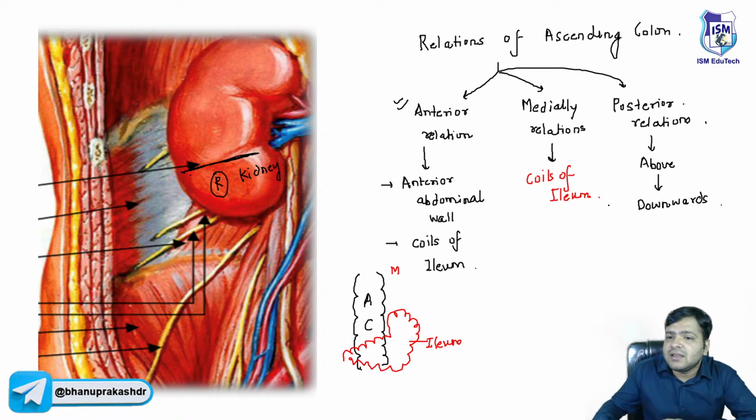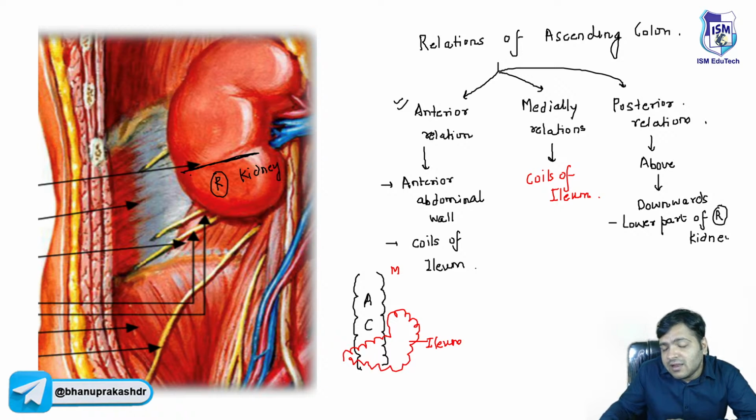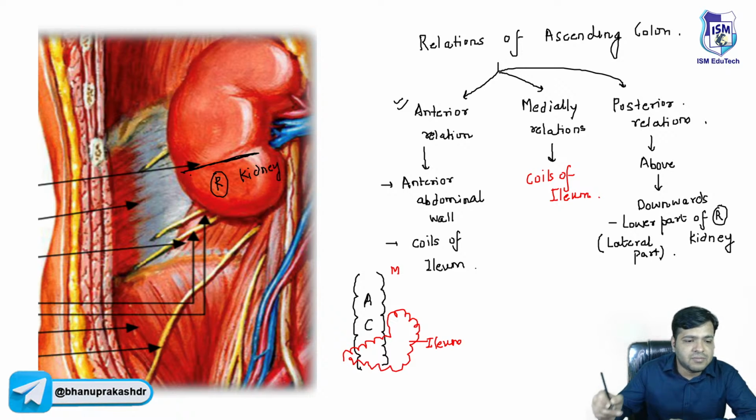Remember, the first thing that you will encounter over here, beta, is the lower part of the right kidney, or specifically, if we are asked, it is the lateral part. Okay, the lower part of the right kidney and it is the lateral part. So remember that. After that, beta, you can see the origin of the transversus abdominis muscle. Just lateral and downwards to it, it is the transversus abdominis muscle.